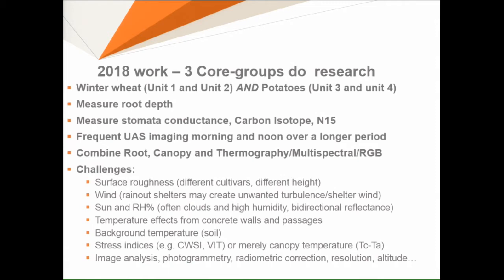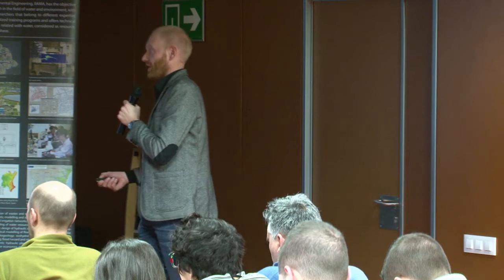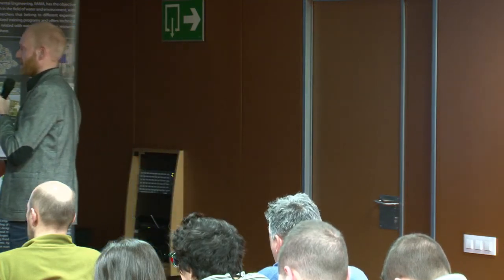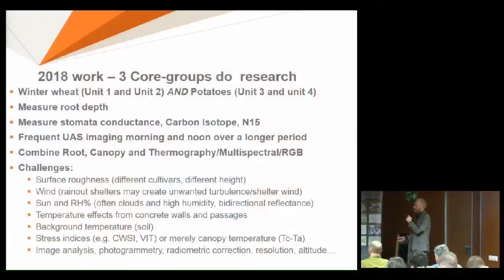All these factors can affect the temperature of the leaf, make it fluctuate. So you're not studying drought anymore, you're studying environmental impact on your plants instead. So these are things we need to cope with. Temperature effect from the concrete and the passages out there. Background temperature, how to segment the soil away from the crop lines, because the soil will have another temperature. It will mess up the entire picture.